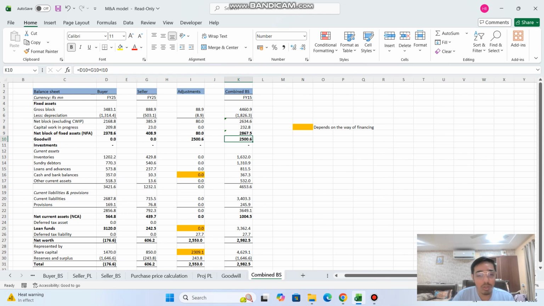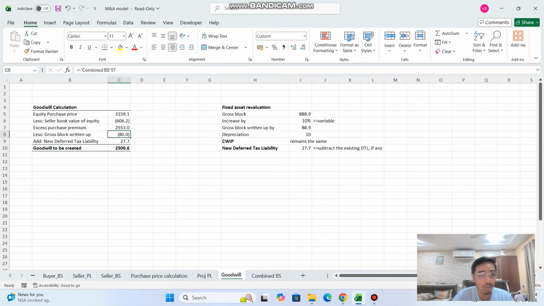Okay, so there are some nuances which we need to take care of. For example, if the deal was an all cash deal, you would have subtracted the cash, because the buyer entity has paid cash to acquire the seller entity, right? So the cash will get impacted and it will be subtracted from the final balance sheet. Similarly for loan funds, let's say if the buyer entity had taken a loan to acquire the seller entity, your liability would have increased by the loan amount. And the deferred tax liability has been increased by 27.7 as shown over here on account of the revalued fixed assets.